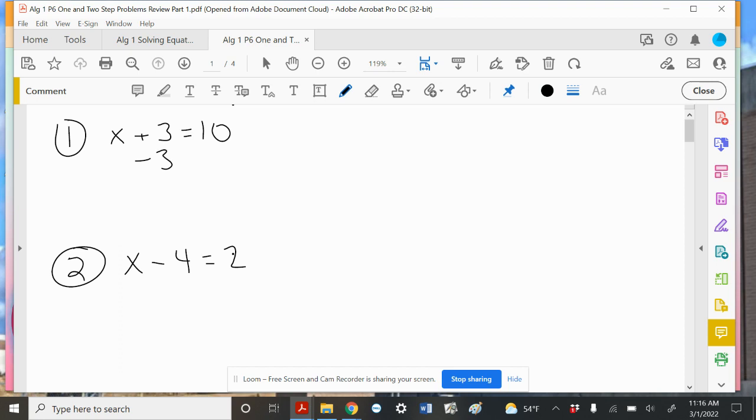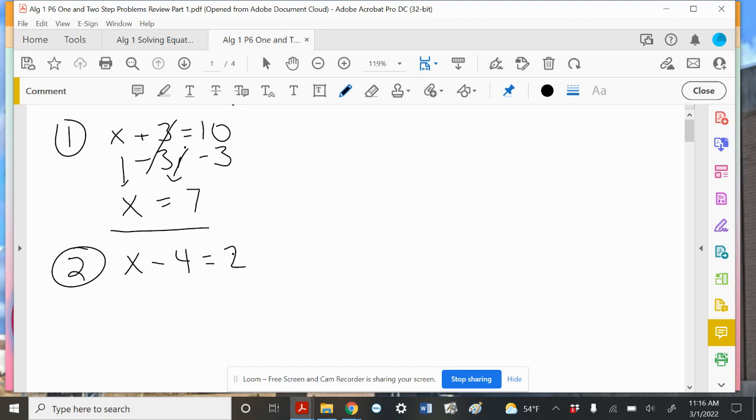And when I subtract 3 from the left side of the equal sign, I'm going to subtract 3 from the right side of the equal sign. So I'm going to get x, that just comes down, plus 3 minus 3. Those add up to 0. And then I have my equals. And then I combine the 10 and the negative 3 to get 7. And so x equals 7.